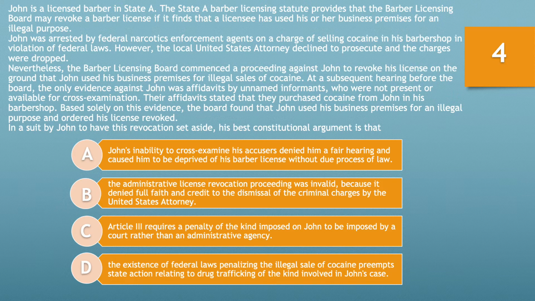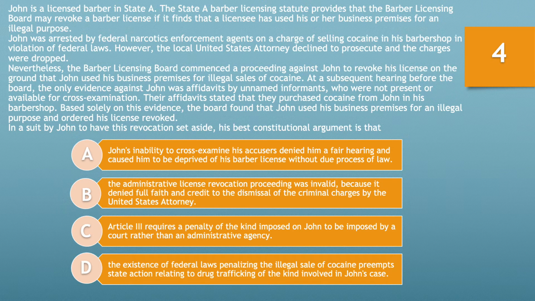At a subsequent hearing before the board, the only evidence against John was affidavits by unnamed informants who were not present or available for cross-examination. Their affidavits stated that they purchased cocaine from John in his barbershop. Based solely on this evidence, the board found that John used his business premises for an illegal purpose and ordered his license revoked. In a suit by John to have this revocation set aside, his best constitutional argument is that A, John's inability to cross-examine his accusers denied him a fair hearing and caused him to be deprived of his barber license without due process of law.